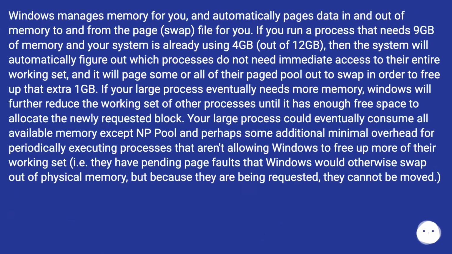Windows manages memory for you, and automatically pages data in and out of memory to and from the page swap file for you. If you run a process that needs 9 GB of memory and your system is already using 4 GB out of 12 GB, then the system will automatically figure out which processes do not need immediate access to the entire working set, and it will page some or all of the page pool out to swap in order to free up that extra 1 GB. If your large process eventually needs more memory, Windows will further reduce the working set of other processes until it has enough free space to allocate the newly requested block.